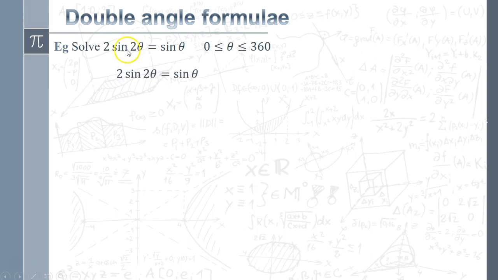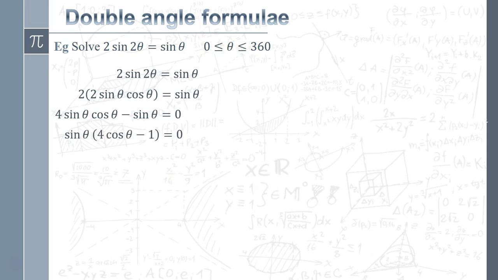So we're clearly going to do that by replacing this left-hand side with the formula that we just had, which is 2 sine A cos A. And now multiply out the bracket, move the sign over, we've got it equal to 0. Now we can do some factorising. And away we go.